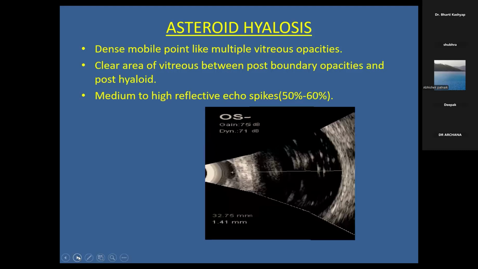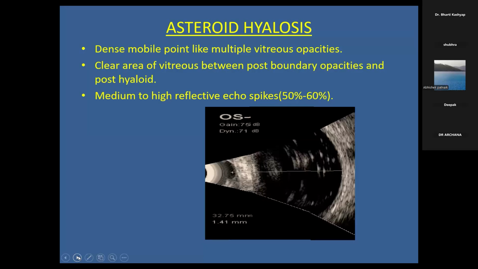Now, there's something called asteroid hyalosis that you would have come across in your slit lamp examinations in OPDs. These are multiple dense mobile light points which are hyper echoes actually, and they have a posterior isolucent area that separates them from the posterior segment of the eyeball, that is, from the retina. There is a clear area of vitreous between the posterior boundary of the opacities and the retina. This is the distinguishing feature in asteroid hyalosis, and how we can distinguish it from vitreous hemorrhage.